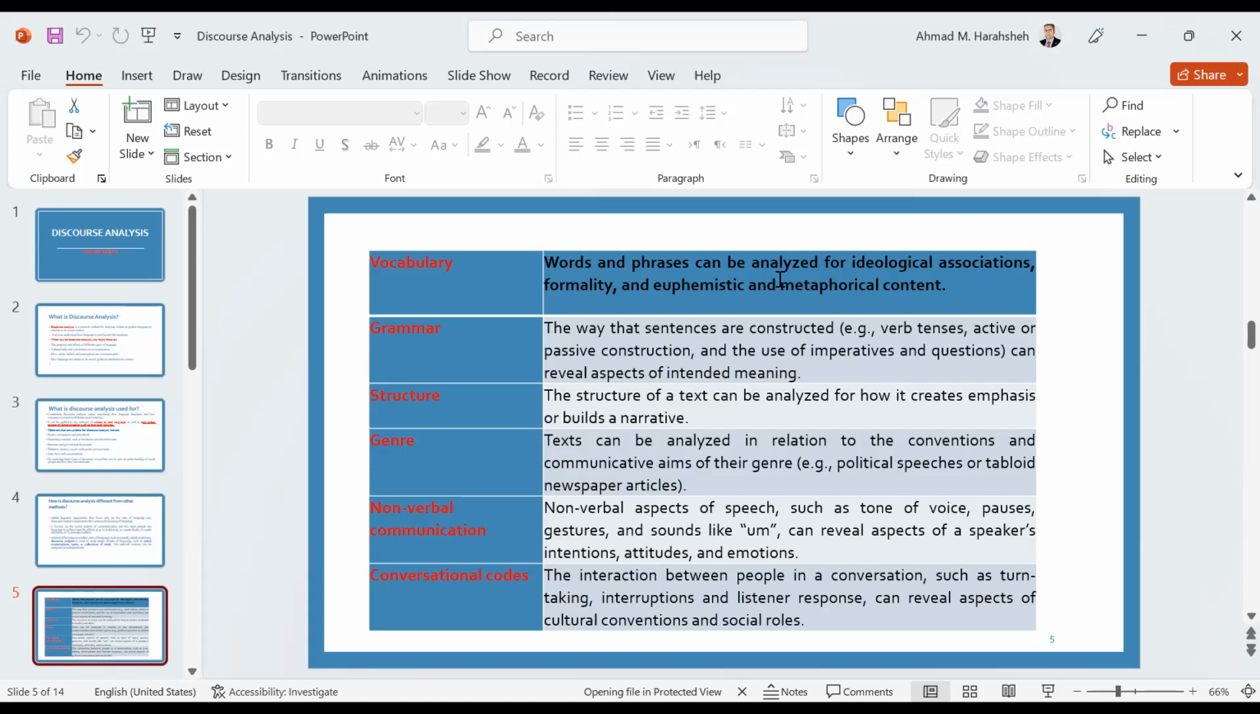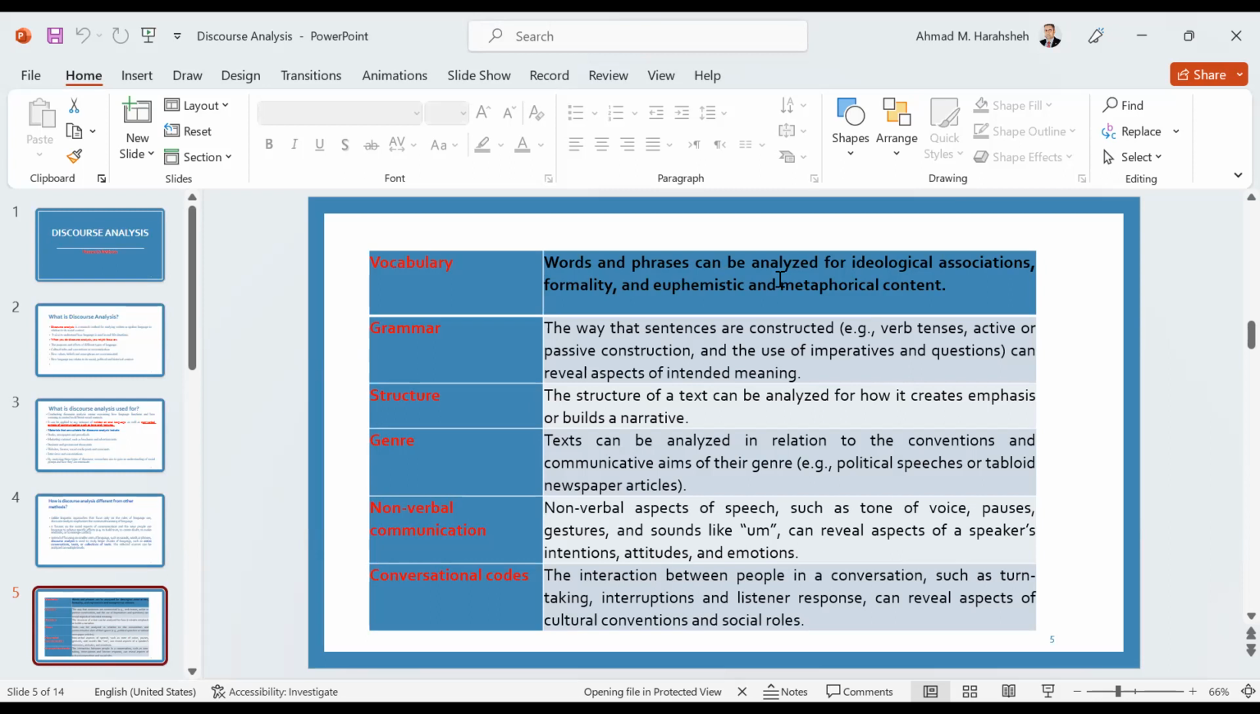They uncover the doer of the action. However, in Arabic here we have to focus on the doer of the action, right? So this is an ideology. This is how to play with words, guys. The structure of a text can be analyzed for how it creates emphasis or builds a narrative.